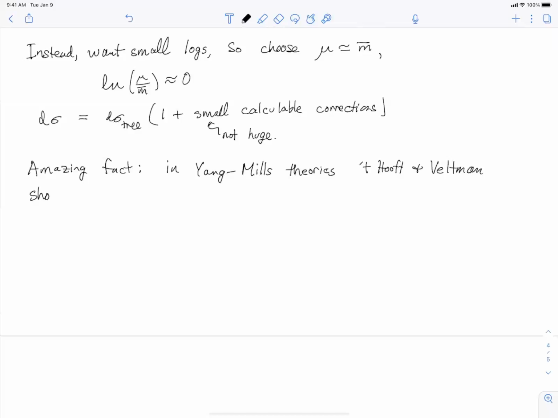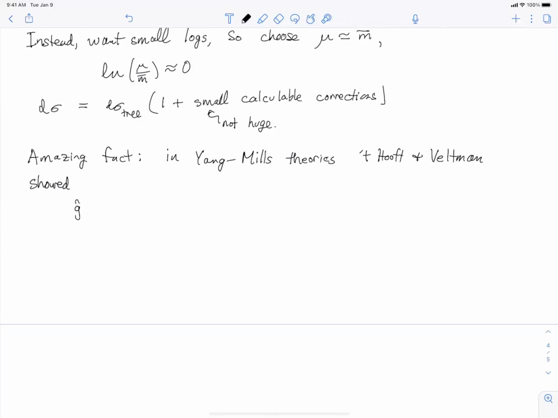They showed that if you do the following redefinitions, you can absorb all of the cutoff dependence. So g hat, the bare coupling, is equal to a renormalized coupling times 1 plus a sum from n equals 1 to however many loops you calculated, let's call it L, times some numbers, g to the 2n power, times some polynomial of logarithms. Okay, so L equals number of loops.